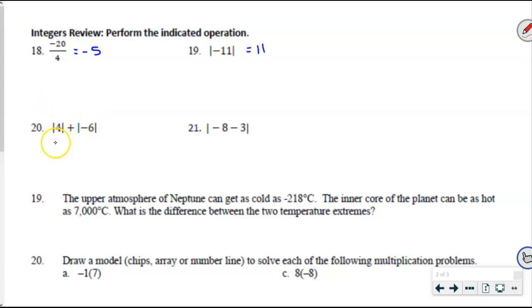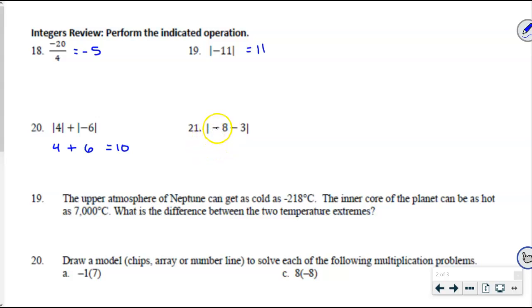What is the absolute value of 4? How far away is 4 from 0? 4. What's the absolute value of negative 6? How far away is negative 6 from 0? 6 away. And what are we doing with those two absolute values? Adding them together. 4 plus 6 equals 10. Here is the mistake that I saw on the quiz.